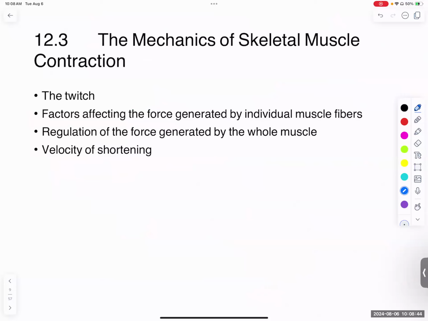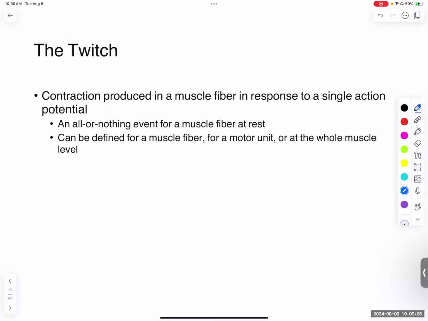And so we're going to get into contractions. There's something called a twitch. We'll talk about the twitch. And then we're going to talk about factors that affect force generation in individual muscle fibers. Well, I just reviewed that for you, but we're going to go over it again. And then we're going to talk about how we create force in a whole muscle. And then we're going to talk about the speed at which that muscle can produce force.